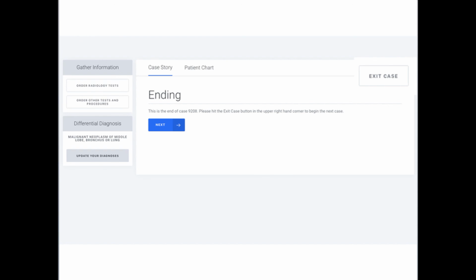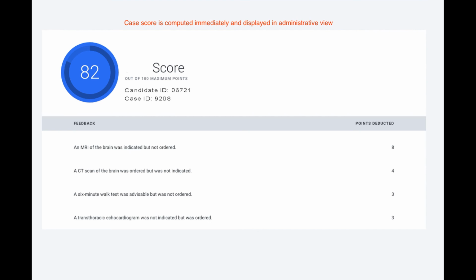The examinee then leaves the case by hitting the exit case button. The candidate score and areas of deductions are displayed.